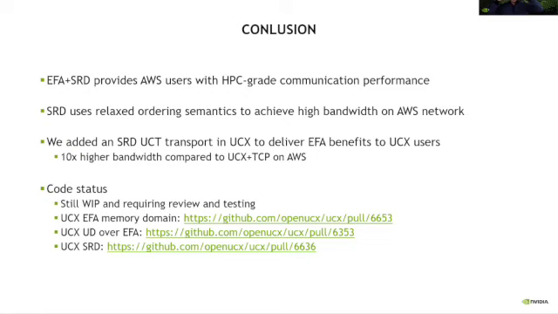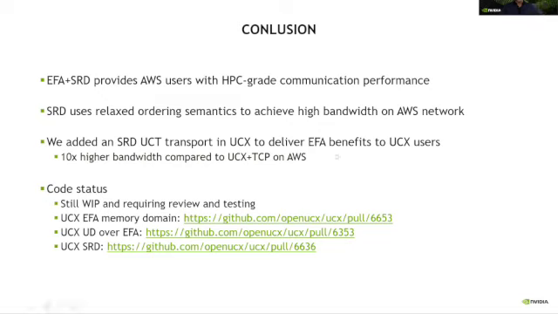For conclusions, EFA plus SRD provides AWS users with HPC-grade communication performance, but SRD is a protocol that has relaxed ordering semantics. And that is something that is necessary to achieve high bandwidths on the AWS network. To support EFA in UCX, we have added a new SRD transport in UCX that will allow us to deliver the main benefits of EFA to UCX users on the cloud.